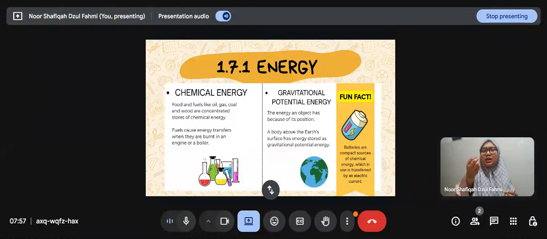Whenever we are taking food, the food is being processed and turned into energy that can be utilized by our organs. That is chemical energy. They say that fuels can cause energy transfers when they are burned in an engine or a boiler. But in biology terms, from the example I gave earlier, our stomach and digestive system is actually working like an engine or a boiler to produce the energy.